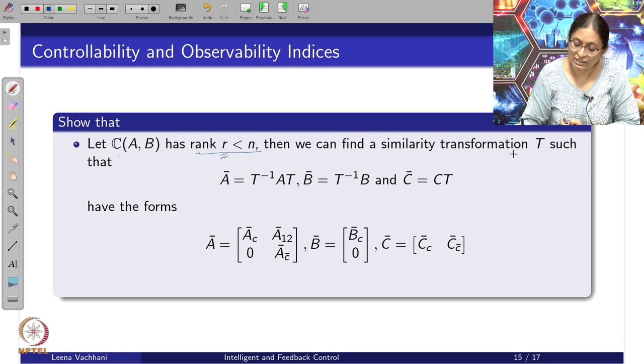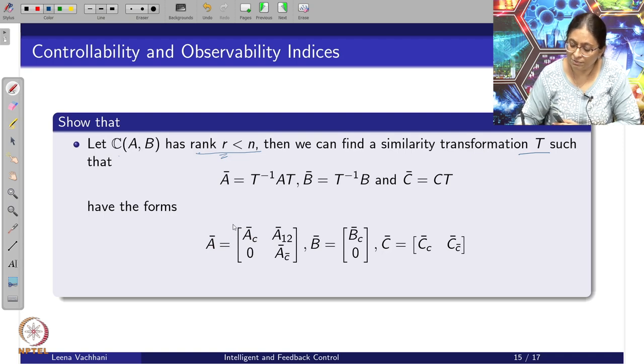So then we can find a similarity transformation T such that I have the transformed system given by A bar equals T inverse A T, B bar equals T inverse B, which is a simple, straightforward similarity transformation way of getting this. And I will be able to find a similarity transformation which gives me A bar, B bar, C bar, interestingly, in this particular form. Now A bar is such that this AC bar is a controllable system.